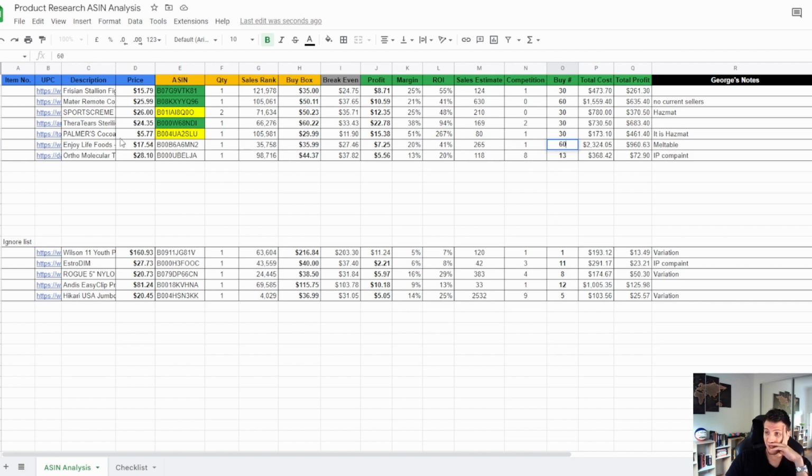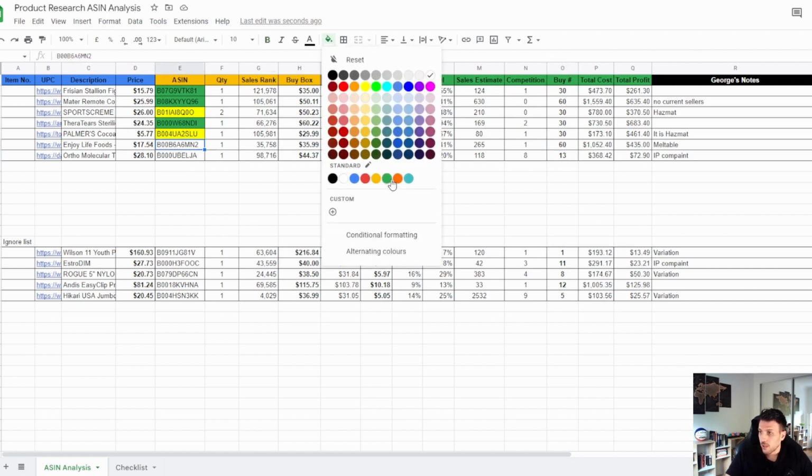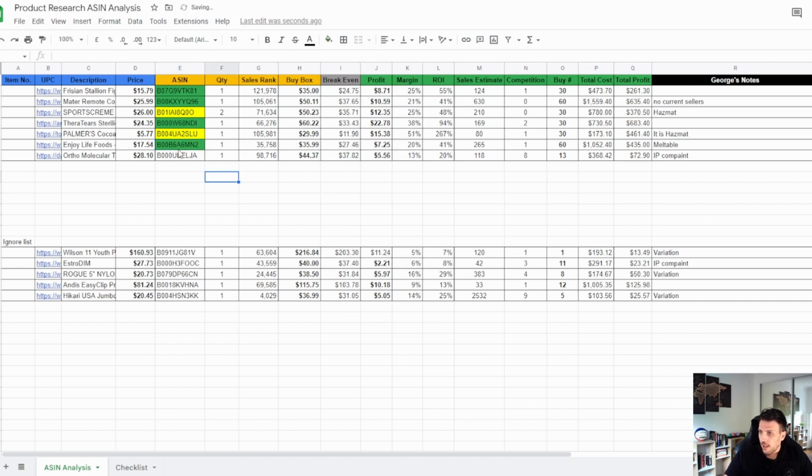If you're comfortable paying $17.54, maybe keep it lower if your risk tolerance is a bit low, so you can go 30, but I would probably go for 60 if I was buying this one, assuming that I'm 100% sure that it's the right product and that I can actually sell it. So I'll go ahead and highlight this as a green one. It's good to go. And now let's look at the last one.